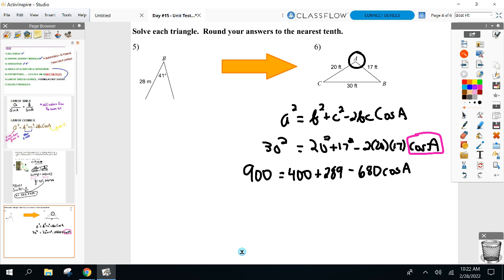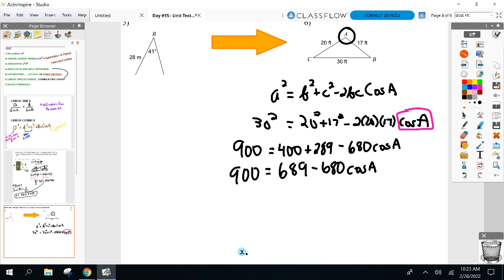Reminder, can I combine all 3? No, I cannot combine all 3 of these. I can combine the first 2, but I cannot combine it with the minus 680. Cannot. There's a variable with it. The only thing I can do is this: 400 plus 289 is 689. Do not try to combine all 3.